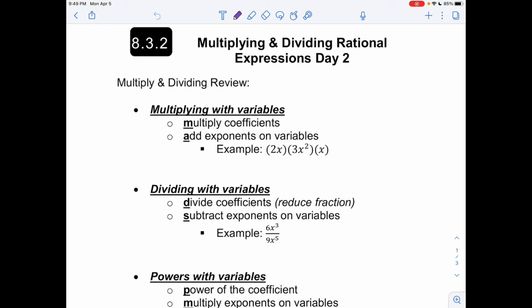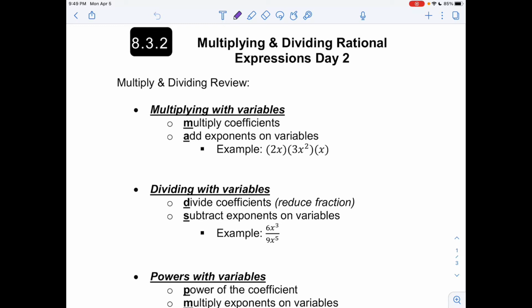Everyone, today we are going to be multiplying and dividing rational expressions, and before we do that I want to get into some multiplying and dividing review. These are things that we have used before, but it's been a minute, so let's go ahead and go over them.